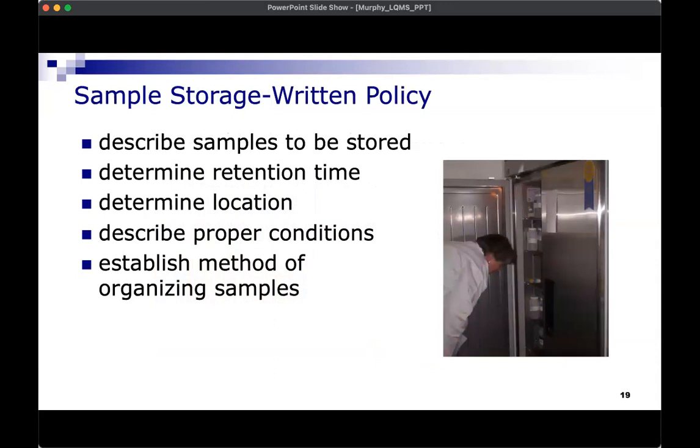So thinking about sample storage, now we're at the point where the samples have come in, we've done the testing, and now we're talking about sample storage. Again, there needs to be a written policy for this. The policy should describe the samples to be stored and determine the retention time. So how long are you going to be keeping these samples stored for? Where are you going to be keeping these samples stored? Make sure you write the location.